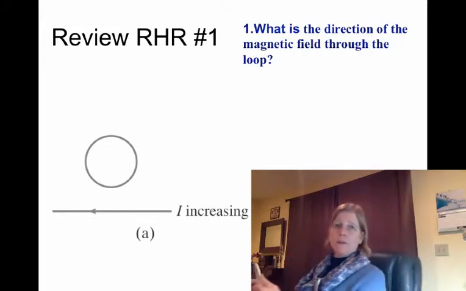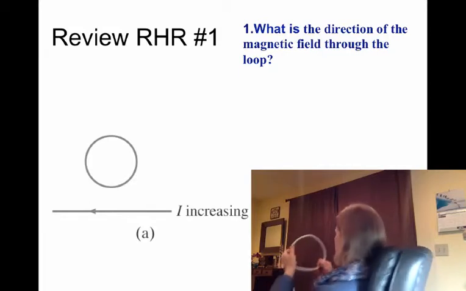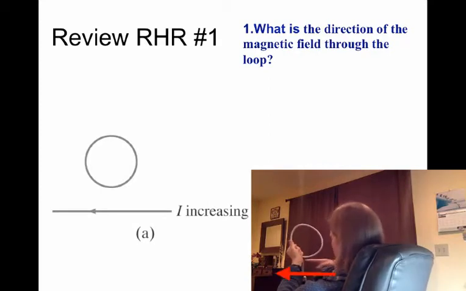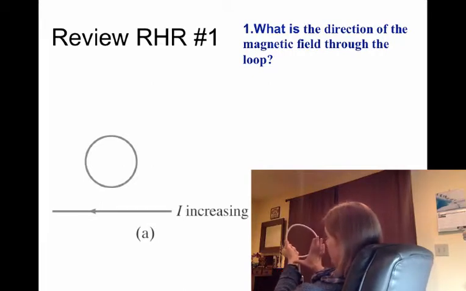So I'm actually going to turn around this time in case this might help. And here's the loop of wire. And so now you're looking at it. We're both at the same point of view. So the current is going to the left. And what's the direction of the magnetic field from that current-bearing wire? I point my thumb in the direction of the current, and my fingers go through the loop into the page. So the direction of the magnetic field through the loop is into the page, or away from you.